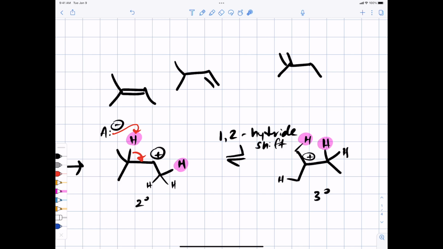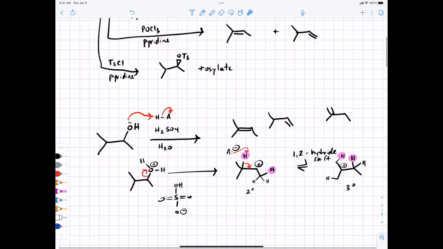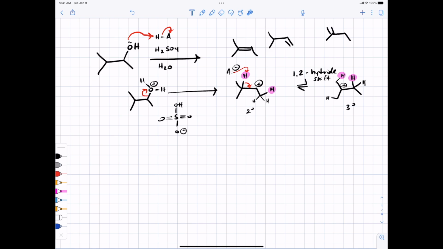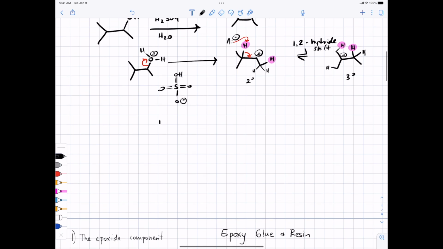Yeah? Are we moving on to chapter 10 now, or? No, we still got epoxides to do. Yeah? I know you mentioned that sulfuric acid is one we'll never see substitution reactions for. Does that include TsOH as well?